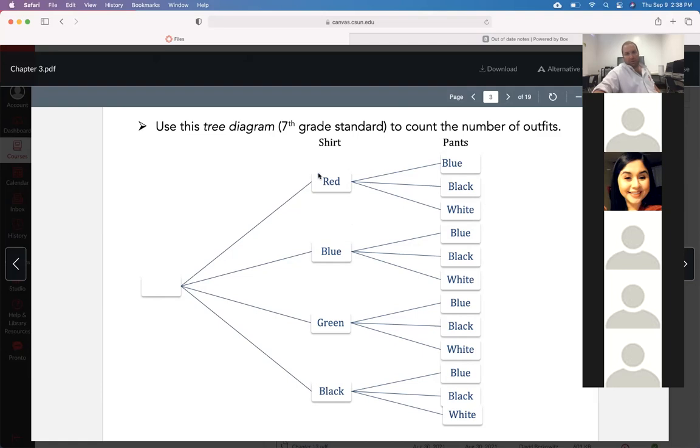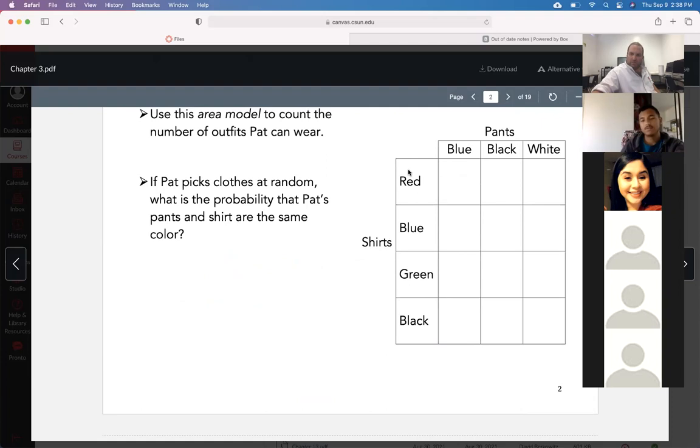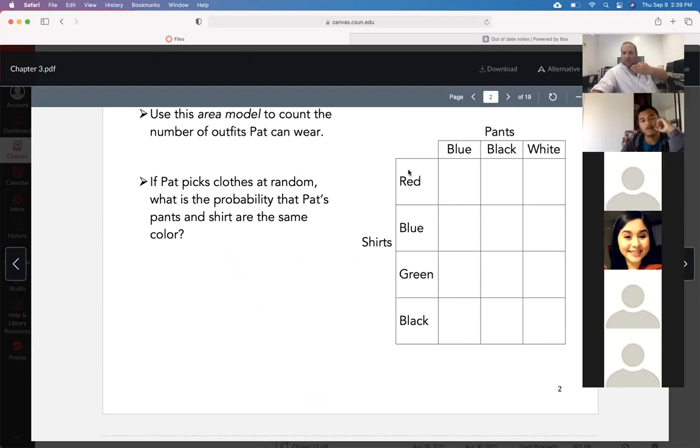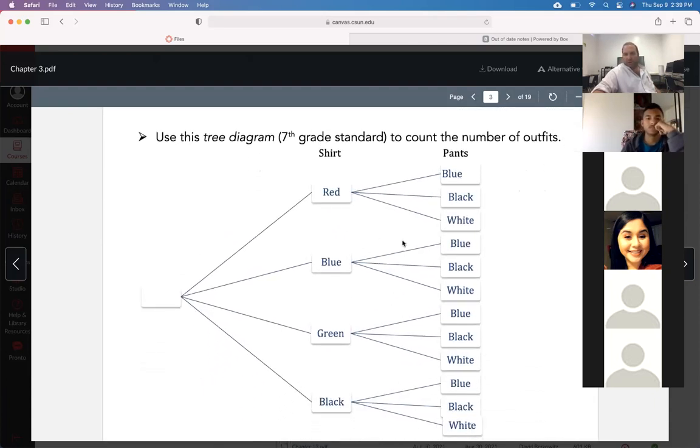What if I have 3 choices: shirts, pants, and shoes? Could a tree diagram handle that scenario? Yes. Could the area diagram handle that scenario? No, not unless I want to go into the third dimension. So area diagrams can only handle 2 choices, whereas tree diagrams can, in theory, handle as many as I want. Does that make sense?